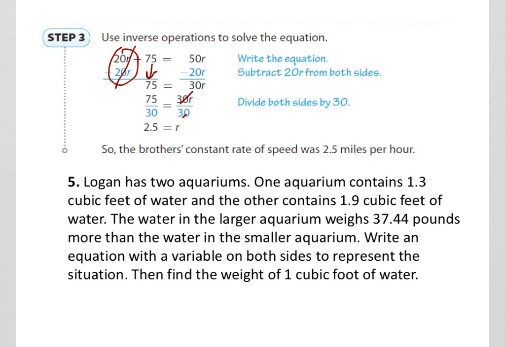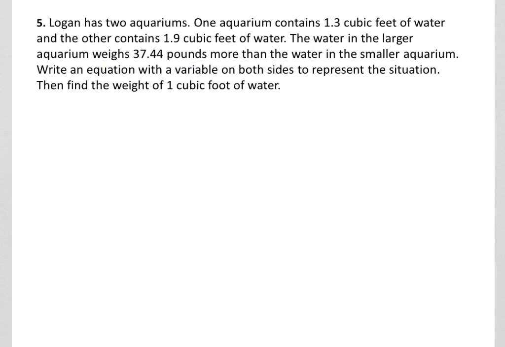So you want to write an equation, which means write two expressions and combine them as an equation with variables on both sides to represent this situation, and then find the weight of 1 cubic foot of water. Well, here we go. What are they asking us to do with this?